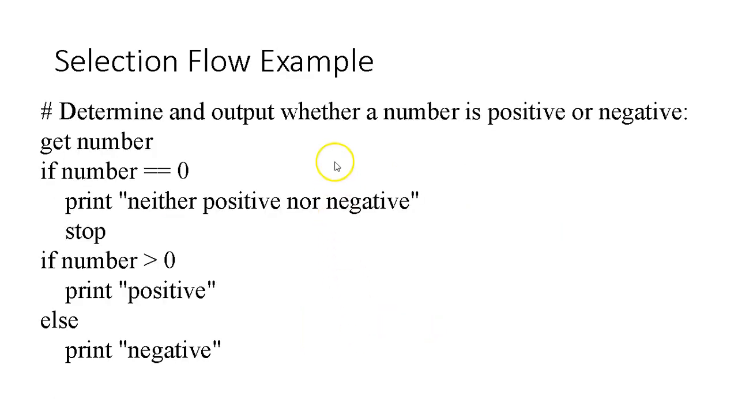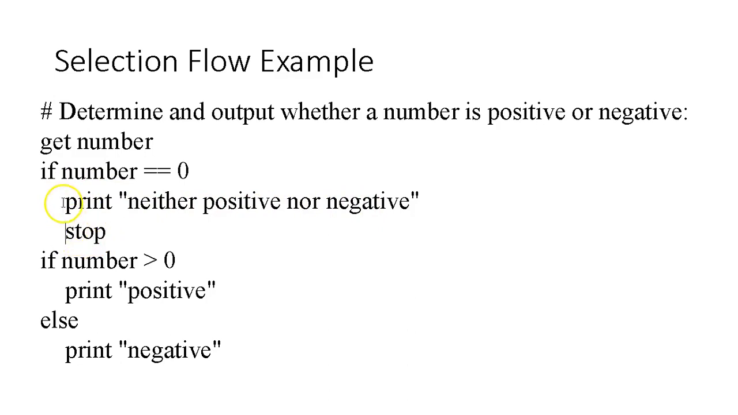Here's an example. Determine and output whether a number is positive or negative. The first statement is sequential flow, just get the number. It's an input statement. Then here we have an if statement. If number, the value of that variable, is equal to 0, print neither positive nor negative and stop.